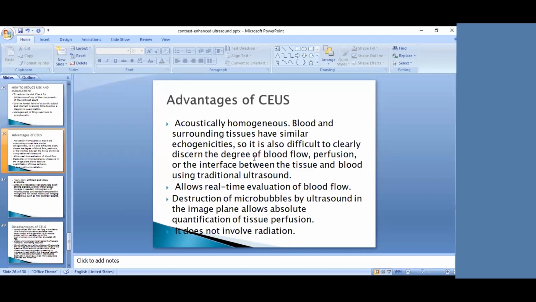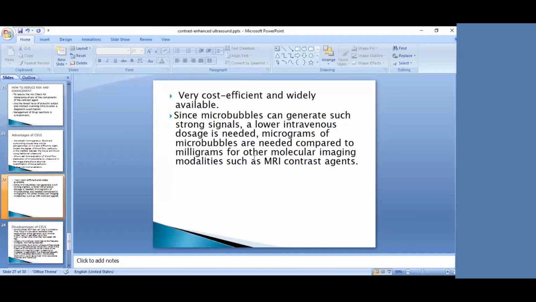It doesn't involve radiation, as it is an ultrasound with contrast, meaning it is not a CT or MRI. So it is not involving radiation like CT. It is very cost efficient and widely available, not here, but outside it is, and it is not costly. It is widely available outside.